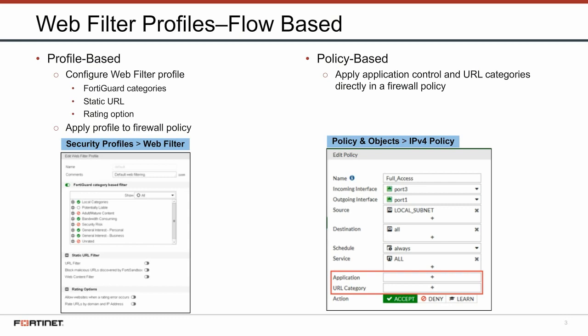The FortiGuard category-based filter divides the websites based on categories and subcategories by FortiGuard. In flow-based inspection, FortiGate offers an additional 2 NGFW options. Profile-based, default. Web filters are defined as security profiles and applied to the firewall policy. Policy-based. URL categories are defined directly under the firewall policy. Other profile-based options, which we'll discuss over the next few slides, include search engines, static URL filter, rating options, proxy options.